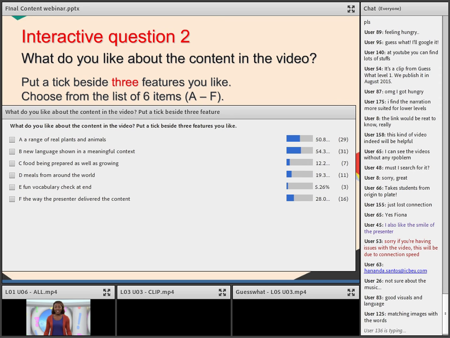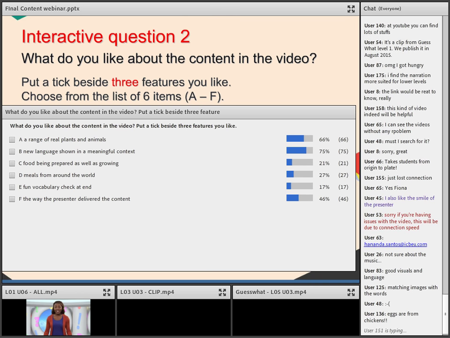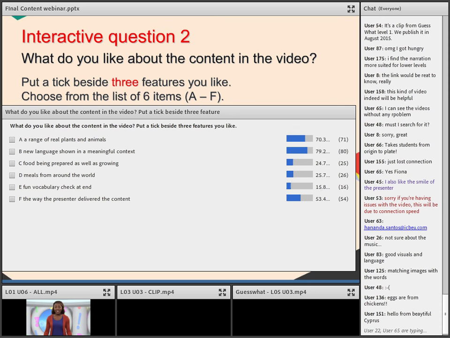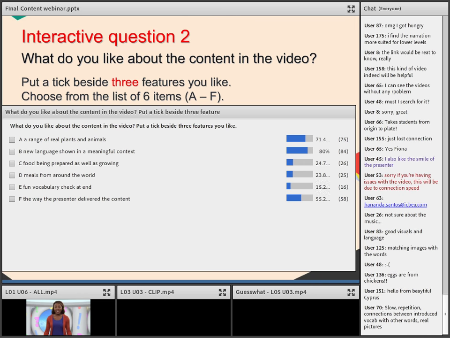Great. This is really interesting. The range of plants and animals, meaningful context. People like the way it's presented, and the idea about meals from around the world. All right, so currently, unless the statistics change, the three features which most people like are the new language and the meaningful context, the range of real plants and animals, and the way the presenter delivered the content.